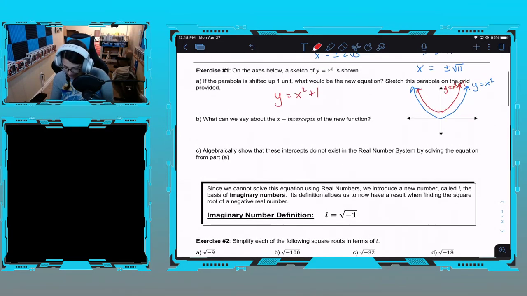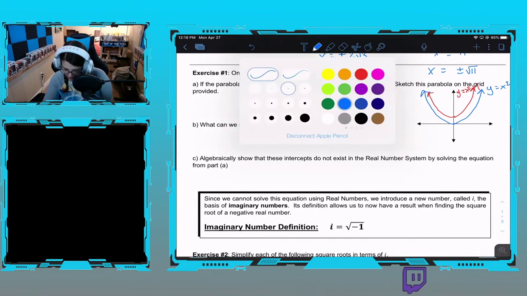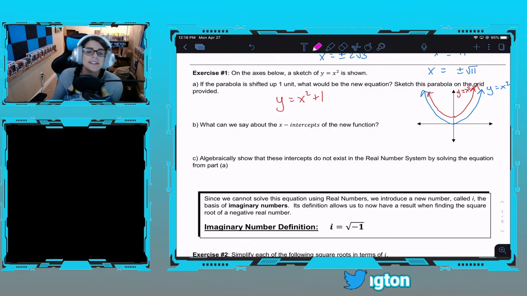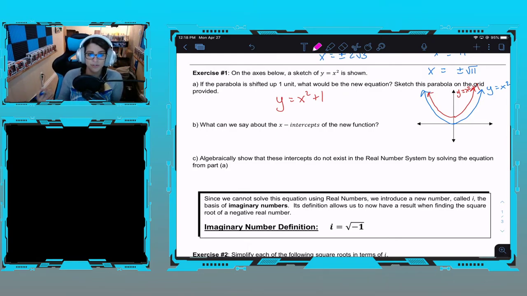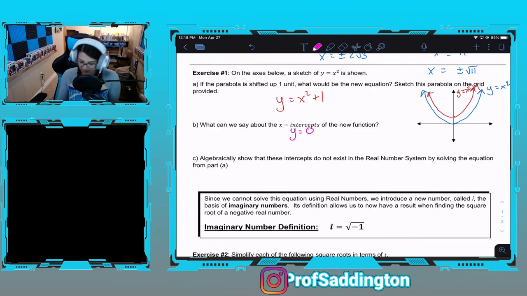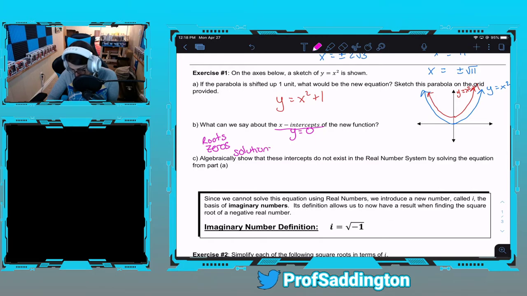Okay. Oh, I want to change colors, so let's do pink. What can we say about the x-intercepts of the new function, the red one? That's when your y equals 0, and that's like your roots. They're also called zeros. They're also called solutions. Remember, there's like a million names for the same thing, right?